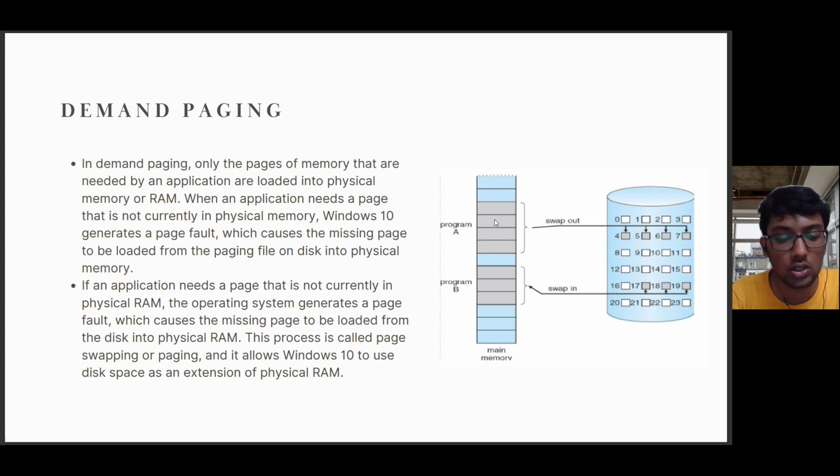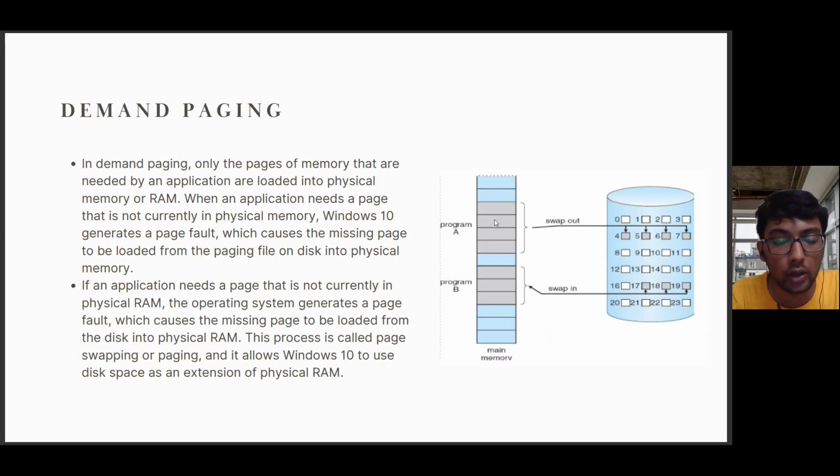Now let us look at demand paging. It basically means that a page is loaded from the disk into the main memory only when it is requested. This means that a program which is bigger than the memory space available is also able to run, because at a particular time it will only use certain processes and require only a limited number of pages to be loaded. When an application needs a page which is not present in the main memory, a page fault is generated, which fetches the required page from the disk into the main memory. This is called page swapping or paging. Indirectly, it allows the system to use disk space as an extension of the physical drive.